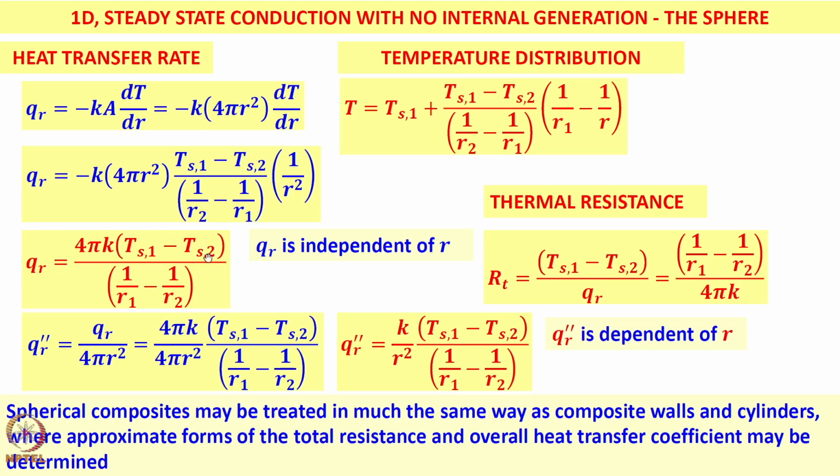But the more important thing here, what did I say? Qr is delta T divided by everything else, and that everything else is your thermal resistance: 1 by 4 pi k into 1 by R1 minus 1 by R2. This is your thermal resistance for conduction in spherical coordinates. So, this is something you should remember. Let me just go back and write this. R conduction in sphere is 1 by 4 pi k into 1 by R1 minus 1 by R2. I do not remember it with too much effort.